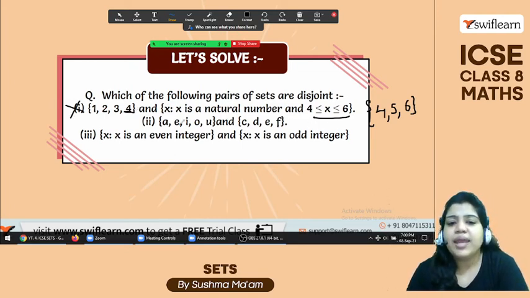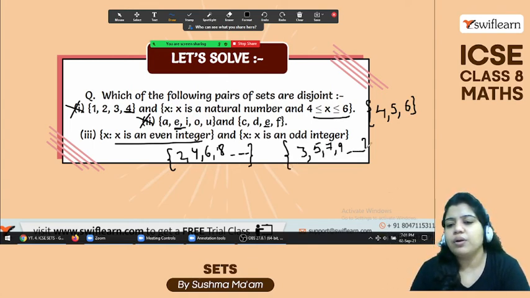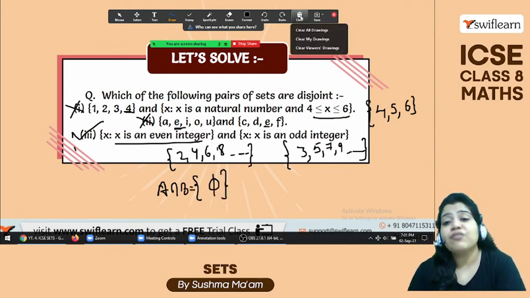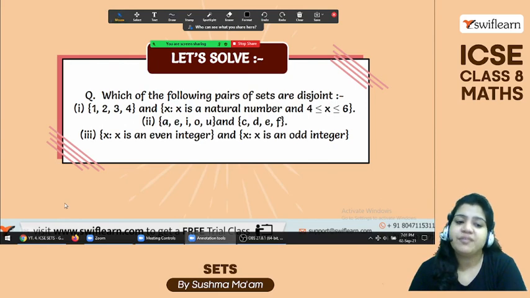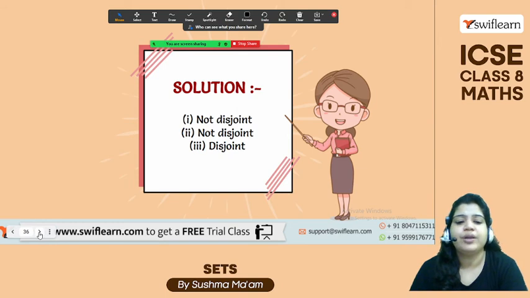No. A, E, I, O, U, here we have E common, so this one also no. Now x is an even number. Even numbers are 2, 4, 6, 8, and so on. Odd numbers are 3, 5, 7, 9, and so on. So nothing is common, so this one is disjoint. When nothing is common, that is known as a disjoint set. Yes. Okay, so not disjoint, and disjoint.